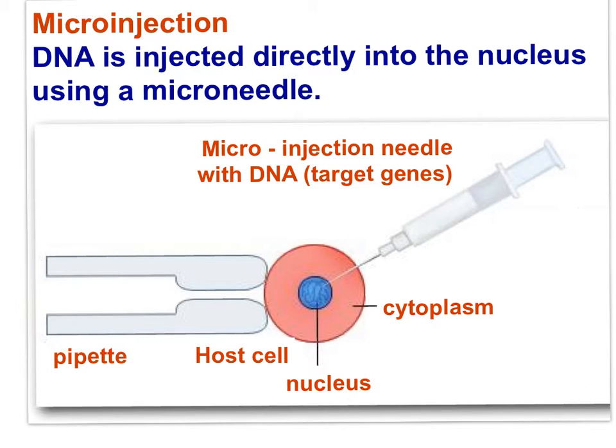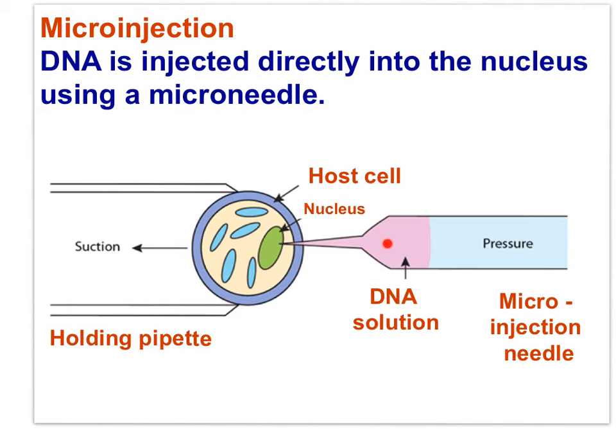Microinjection is when recombinant DNA is injected directly into the nucleus using a microneedle, as can be seen here. Here we can see DNA being injected directly into the nucleus. Microinjection requires highly trained personnel and is used when there are limited numbers of recipient cells.